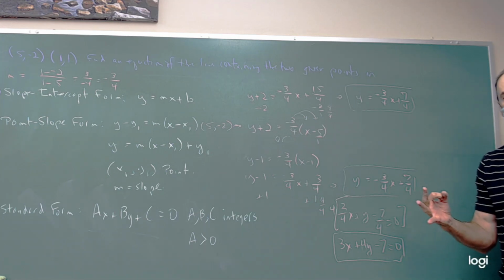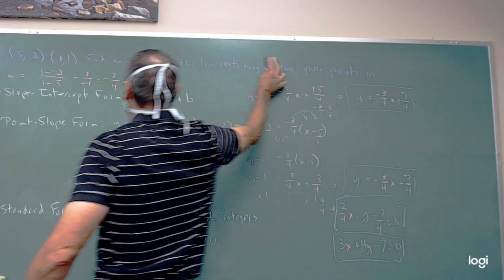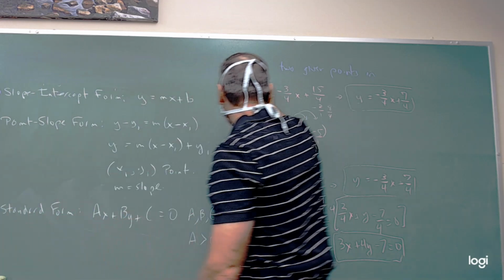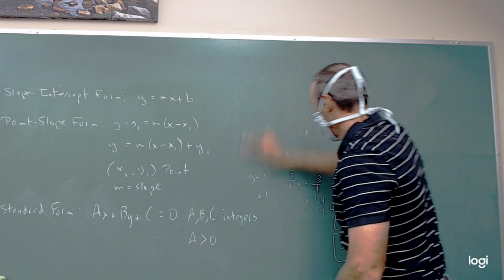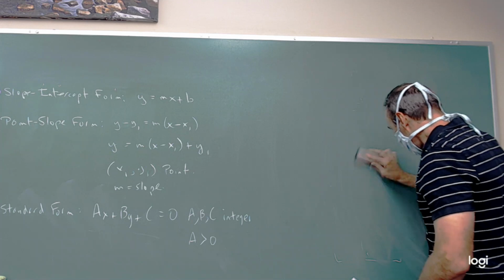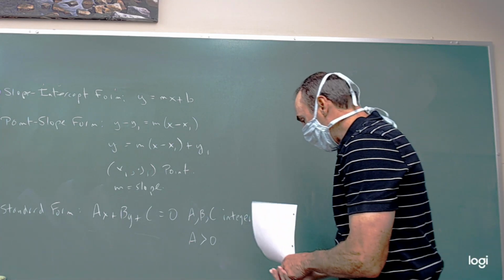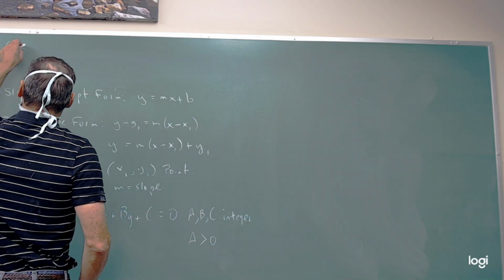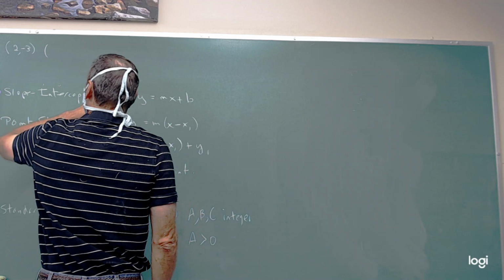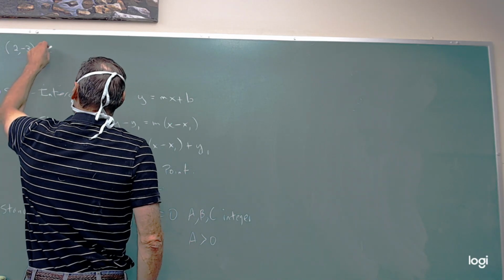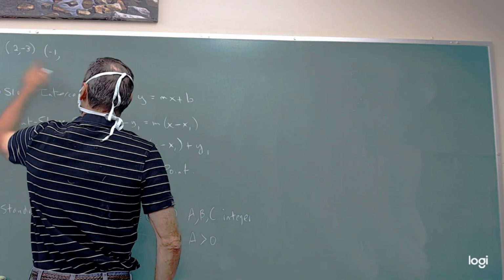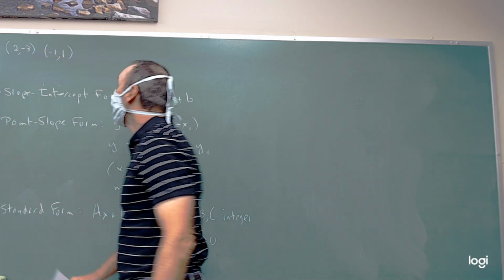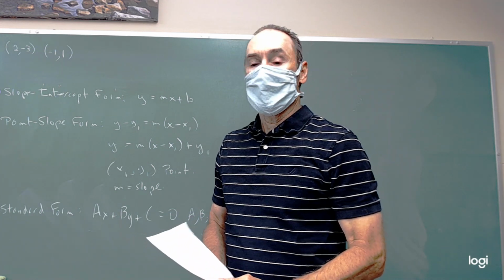Make sense? Okay, I think we ought to do a practice problem. So same three questions, A, B, and C. And this time we will choose our points to be, let's say, 2, negative 3, and let's say, negative 1, and 1.